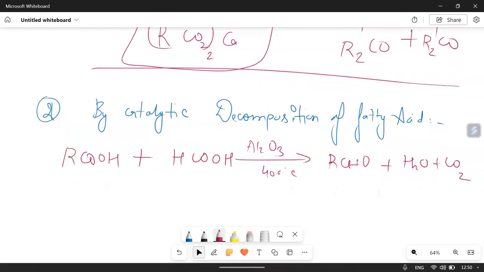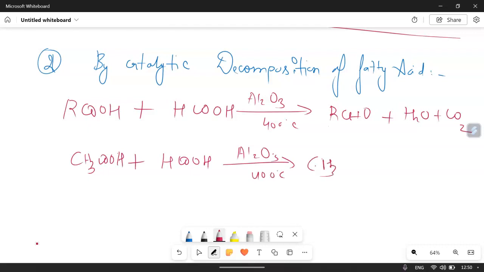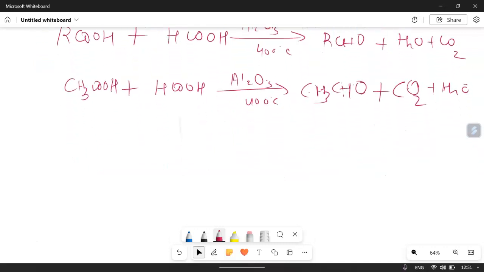Okay, for example, let's go with the example. Suppose we have acetic acid CH3COOH plus HCOOH in the presence of Al2O3, 400 degrees Celsius. What it will give? CH3CHO, साथ में CO2 plus H2O. Okay, you can write down this also.